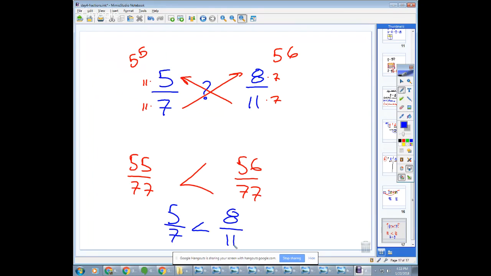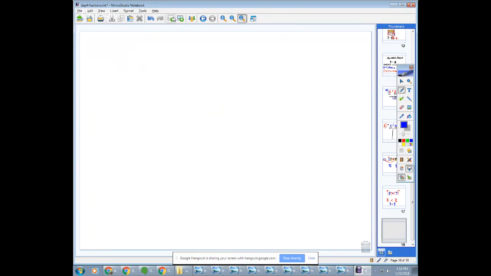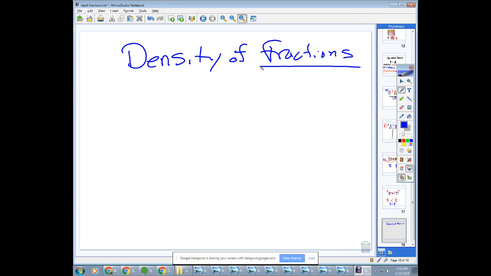Okay, one more fact and then we'll move on to addition. And this one just kind of blows my mind every time I think about it. And it's the idea of density of fractions. So technically 0 is a fraction and 1 is a fraction, right?